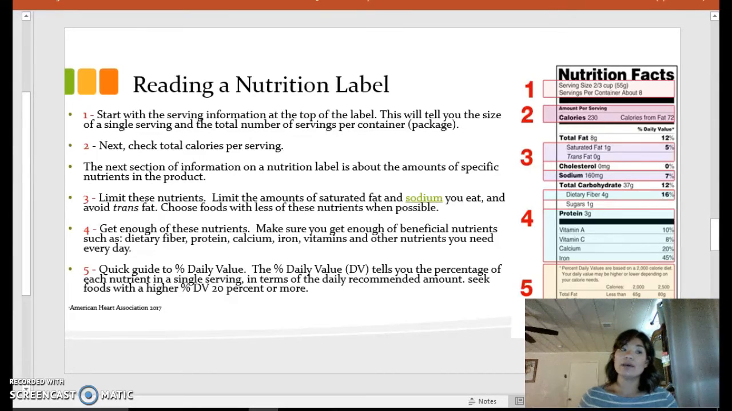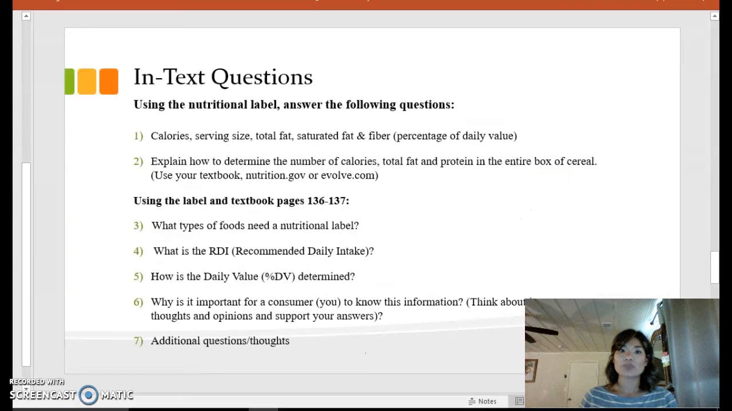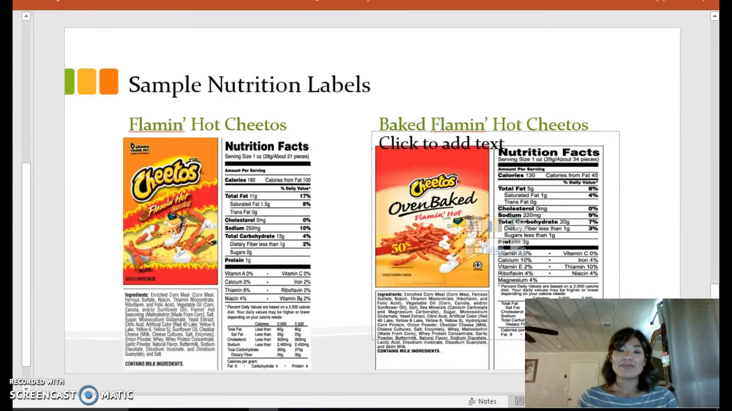So today, I want to bring together everything that we've learned in the past couple days and wrap it up because we're getting ready to prepare for the nutrition unit exam. The way you'll do that today is by using some in-text questions that will be used as a study guide. There are about 7 questions that all incorporate what you've learned up until this point from the nutrition lesson, along with the hands-on, real-life activity of reading a couple of nutrition labels.